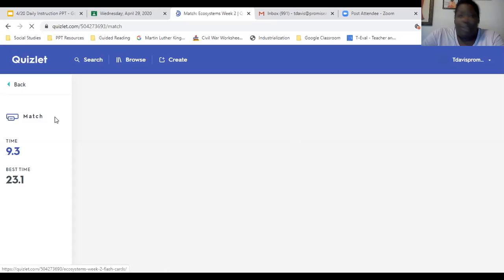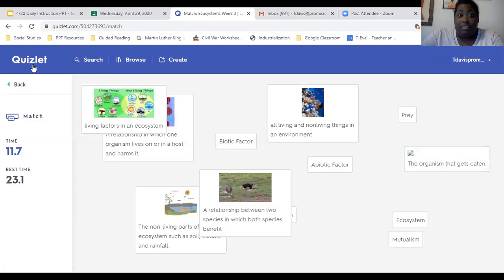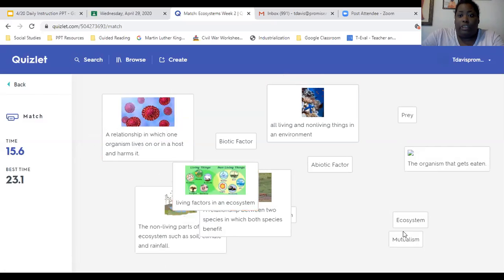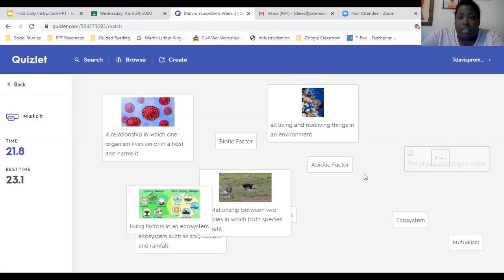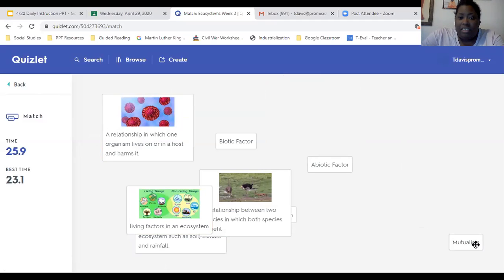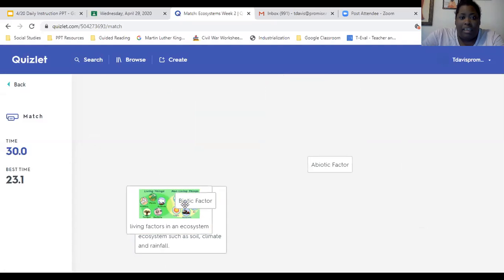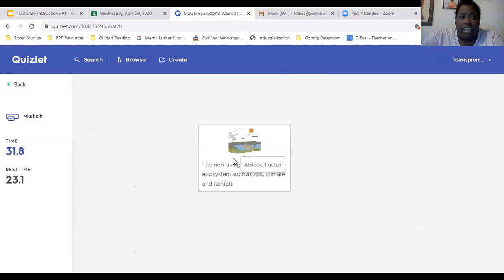All right, so my match game is not working. Oh, there it is. We're gonna go back. It just doesn't work. So it pulled up late, and I don't want to do that now. This is the one that gets aid. This is the ecosystem. This is mutualism. That's a parasite. Biotic factors and abiotic.